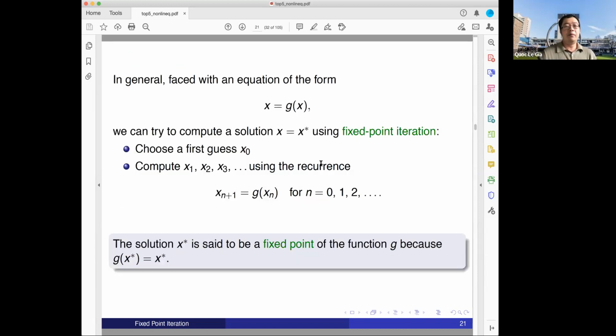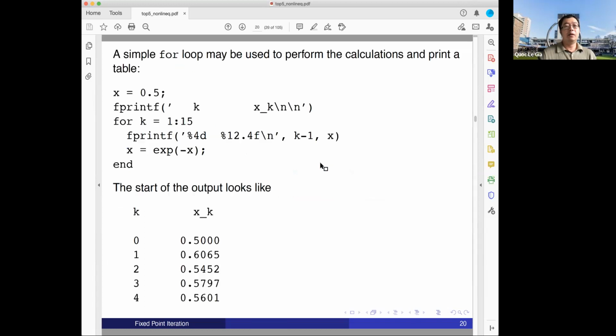But how about the previous one? Suppose I put in something other than 0.5. Then you will see that it will converge, but the number of iterations might be different. We can try it. If you want, we can plug it into MATLAB and see right away.